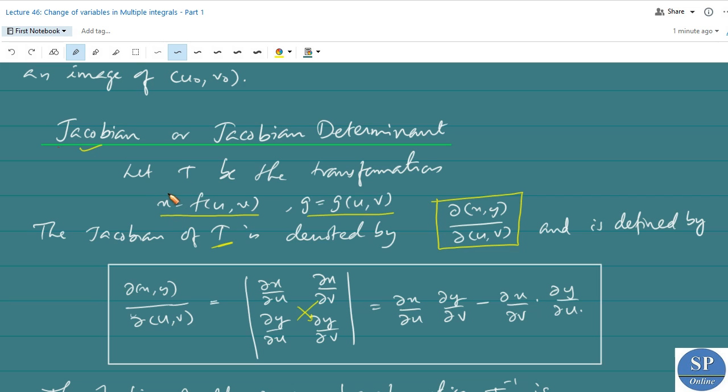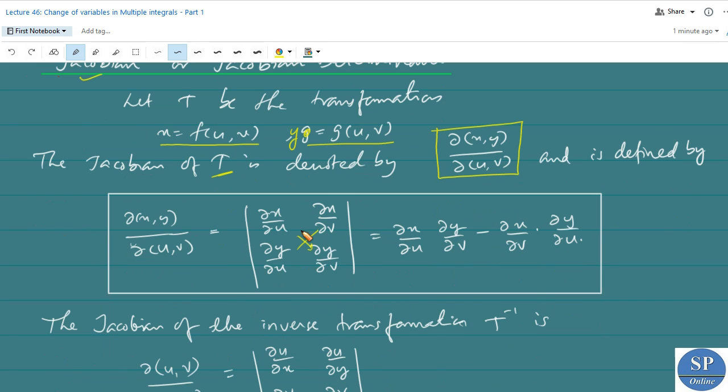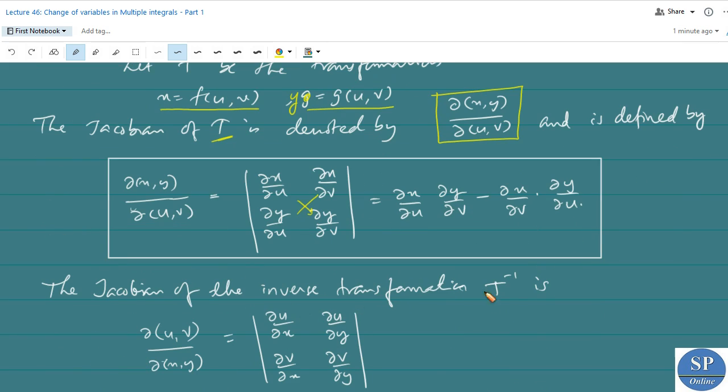Okay, that is the transformation T, where we are changing the variables x and y to u and v. Now the Jacobian of the inverse transformation T inverse is denoted by dou of (u, v) divided by dou of (x, y), which is defined as the 2 by 2 determinant: dou u by dou x, dou u by dou y, dou v by dou x, dou v by dou y.